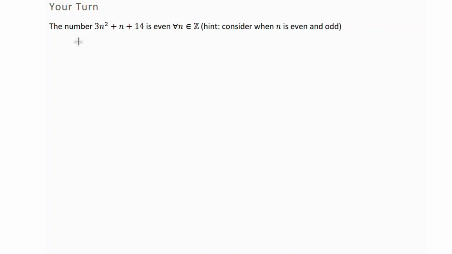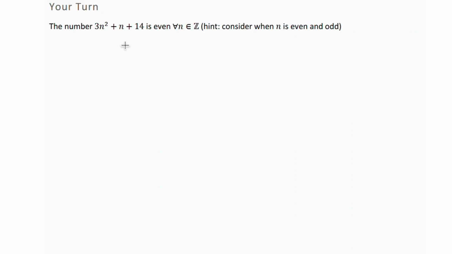We have been asked to prove that the number 3n squared plus n plus 14 is even for all n in the integers. This symbol here, the upside down A, means for all. We need to show that for every value of n that is an integer, this is true.